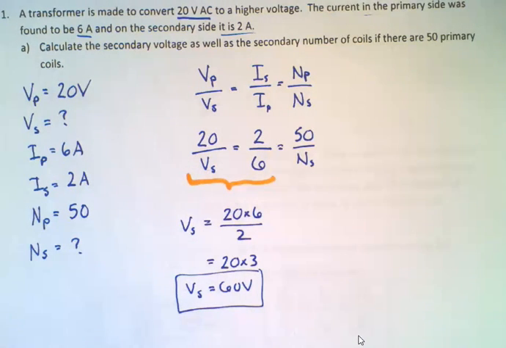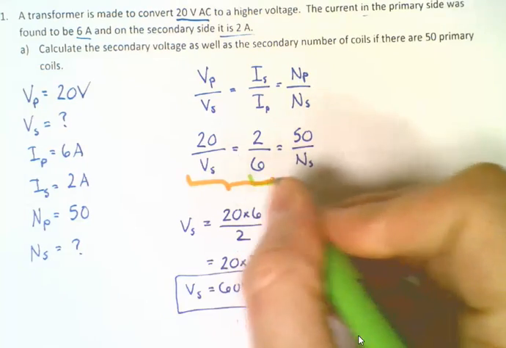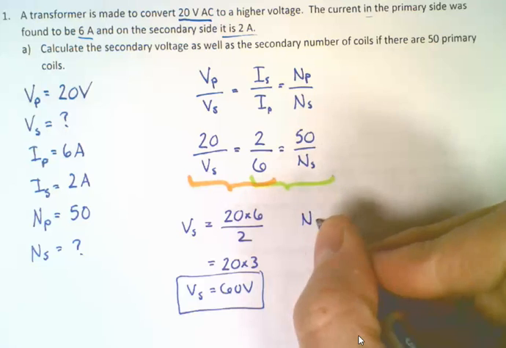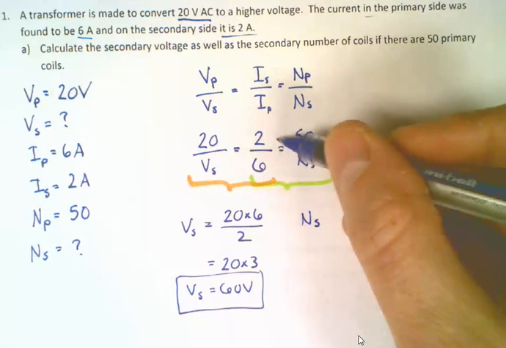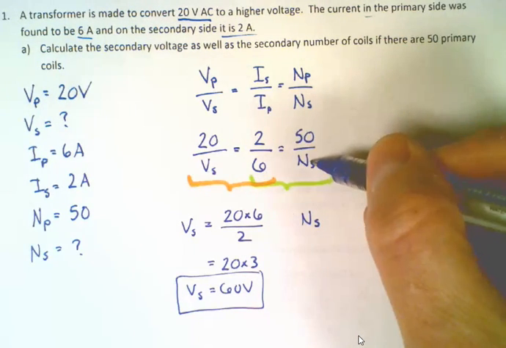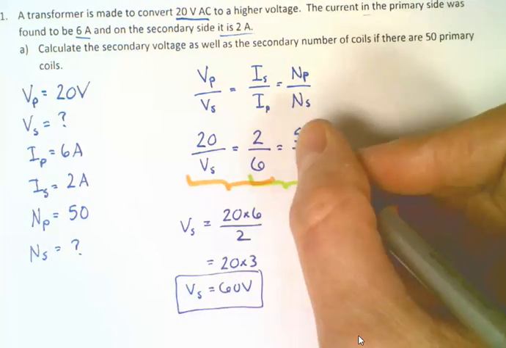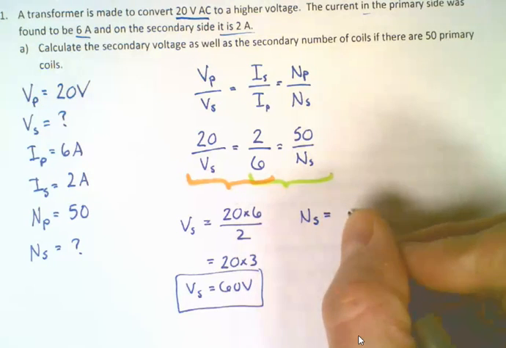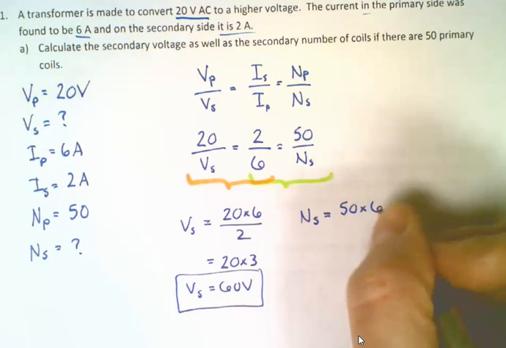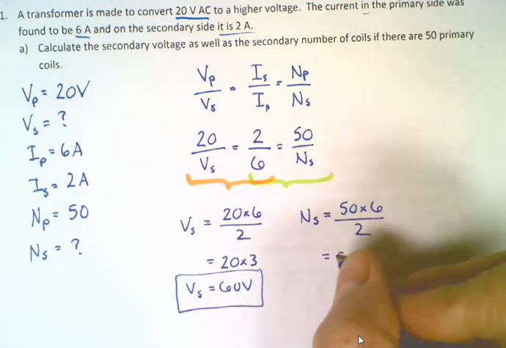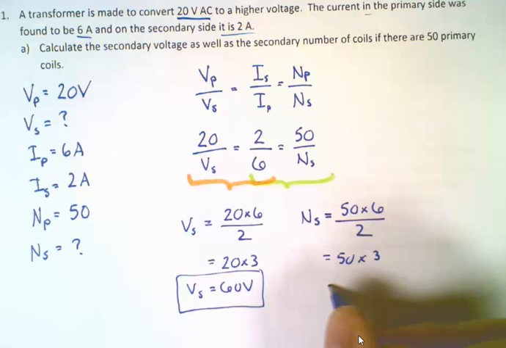For the second part, what we're going to have on the other side is this here, and we have NS. So again, it's 1 to 3. If this goes up by 3 times, this has to go up by 3 times. So we know that our secondary number of turns is going to be 150, because it's just 3 times 50. That's 50 times 6 divided by 2. Using cross multiplication, that tells us it's 50 times 3 once again, and so that gives us 150 turns.